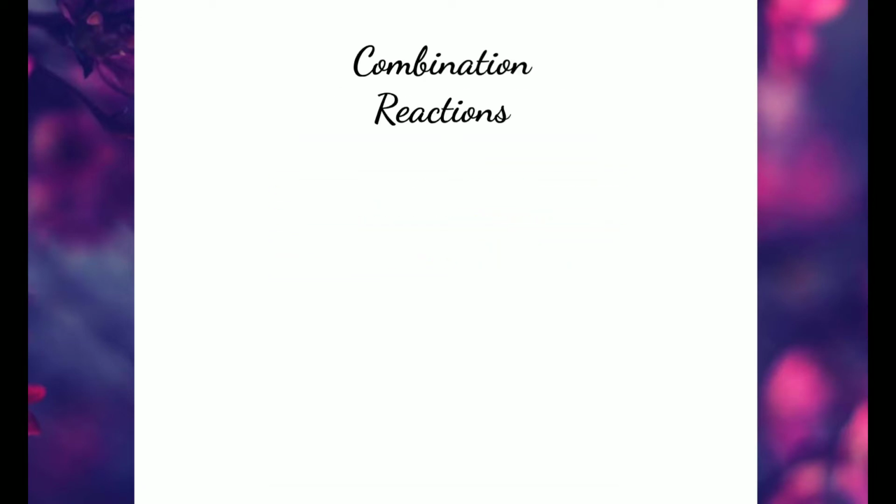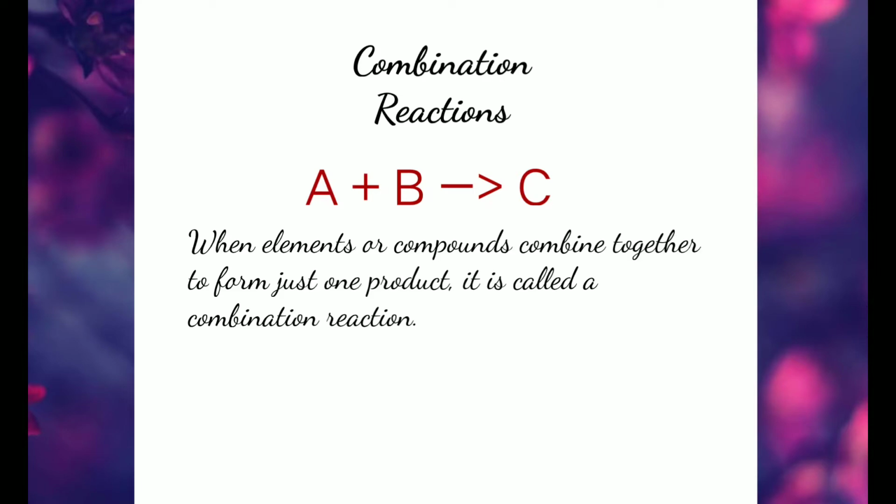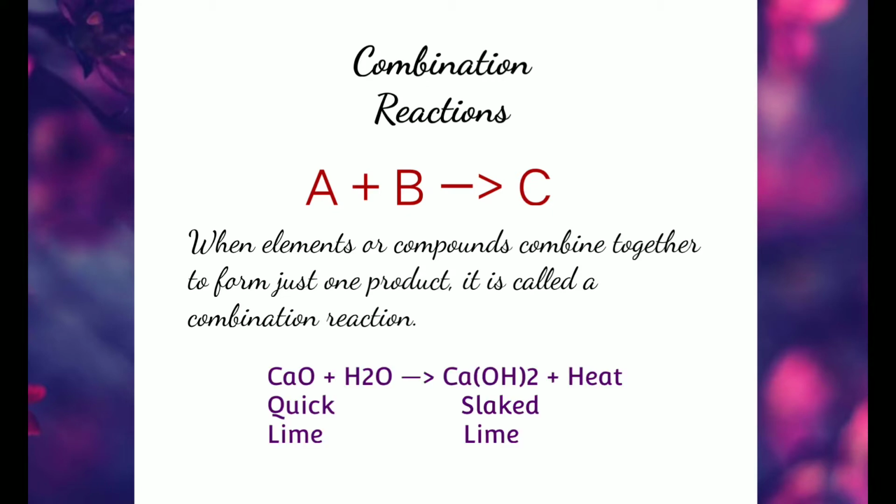For understanding them, just take a look at this equation. A plus B becomes C. This is what a combination reaction is. When elements or compounds combine together to form just one product, we say a combination reaction has taken place. For example, when quicklime reacts with water, it forms liquid lime. Here, two compounds combine together to form just one product, that is why we call it a combination reaction.